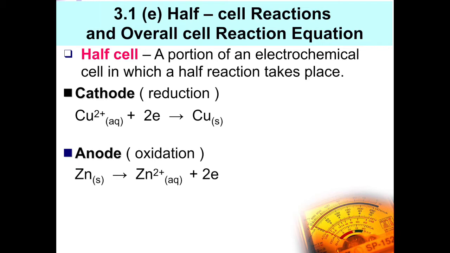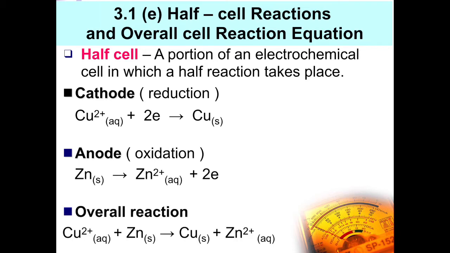And then we can combine these two half cell equations into an overall cell equation. Since both half cells have 2 electrons, we can cancel these 2 electrons and write the overall cell equation: Cu2+ plus zinc produce Cu solid plus Zn2+ aqueous.